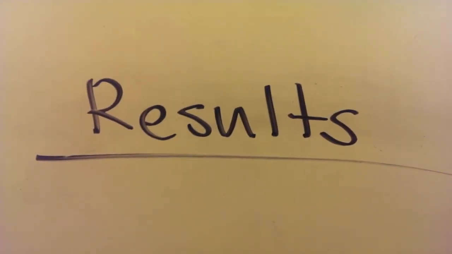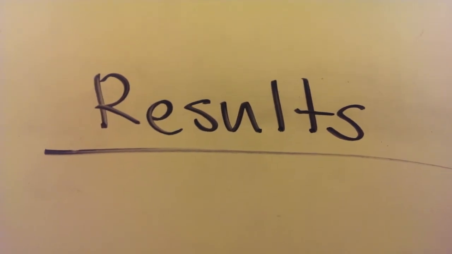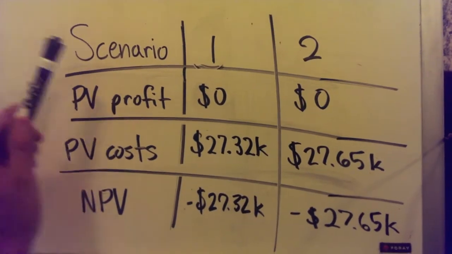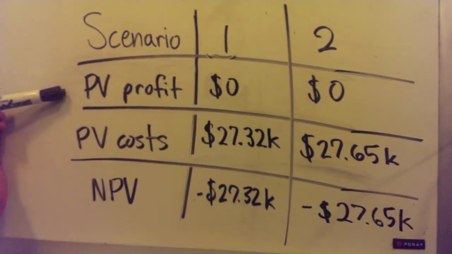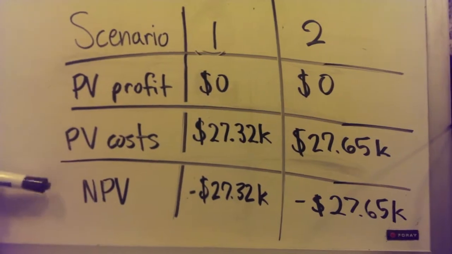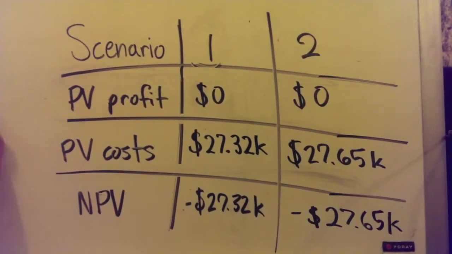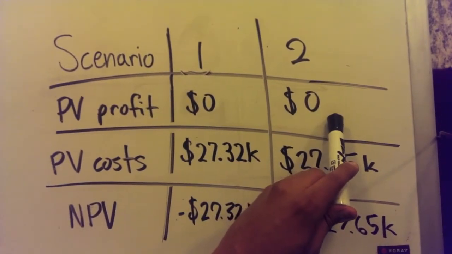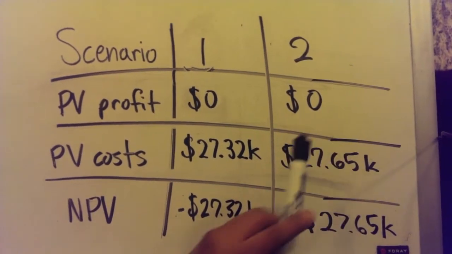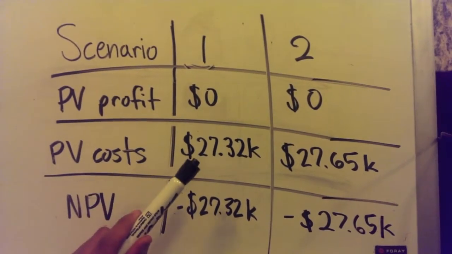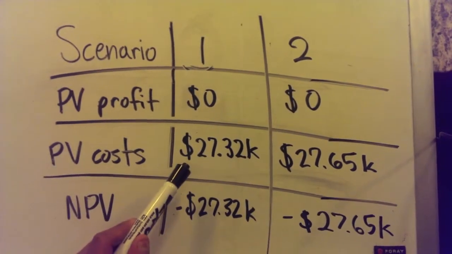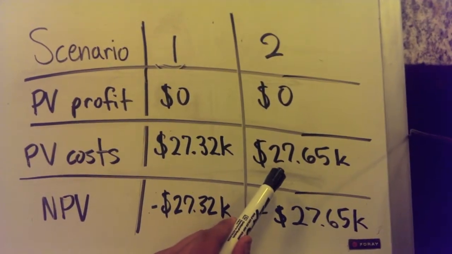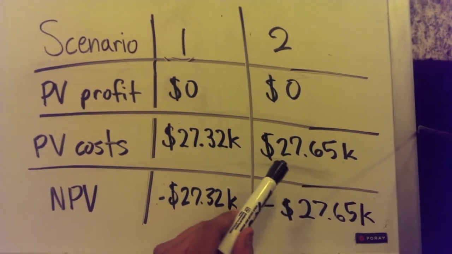Now that we've calculated net present value for both scenarios, we can take a look at our overall results. This table shows scenario 1 and 2 and their present value profit, present value cost, and the overall net present value. Because this problem didn't state any profits over time, our present value profits will be 0 for both scenarios. However, as we calculated, our present value cost for scenario 1 was $27,320, and for scenario 2 is $27,650.